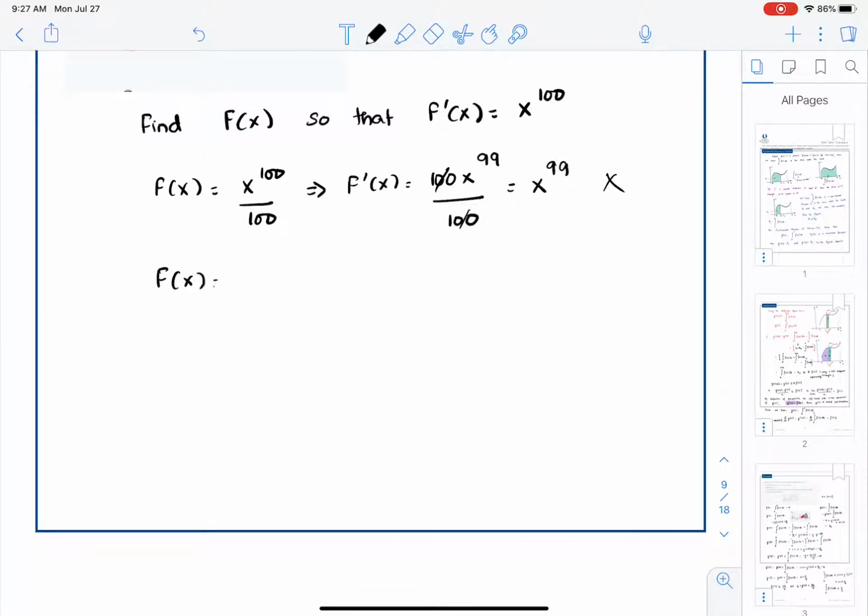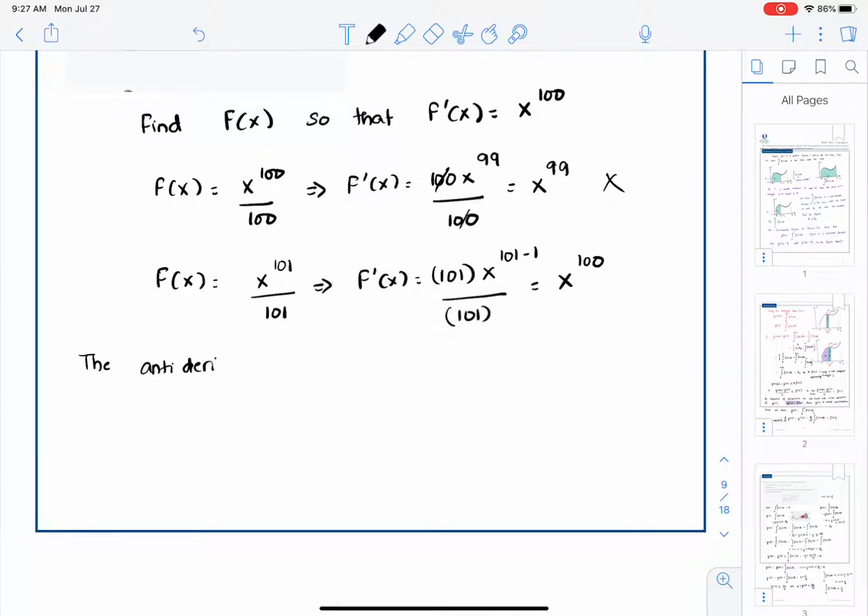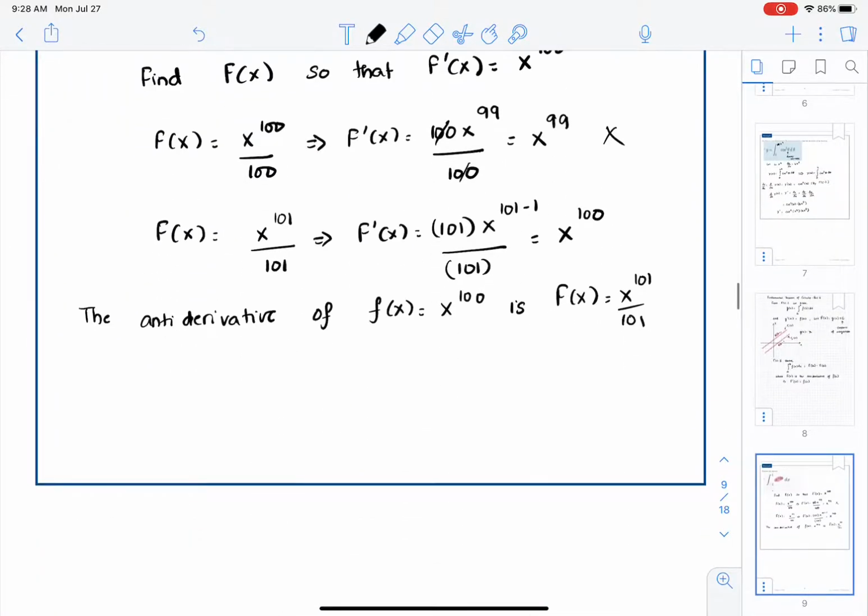But this isn't correct because what we want is x raised to 100. So let's say we have x raised to 101 divided by 101. So f prime of x would be 101 times x raised to 101 minus 1 over 101, which gives us x raised to 100. So the antiderivative of f of x equals x raised to 100 is uppercase F of x, which is equal to x raised to 101 over 101.